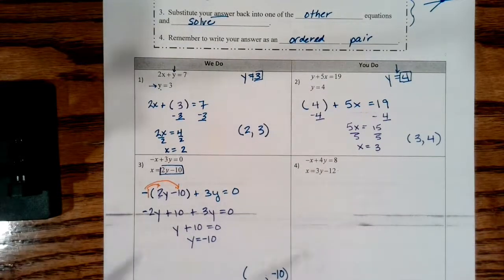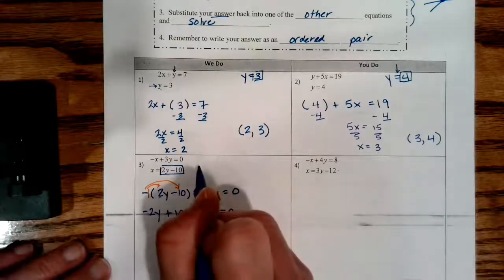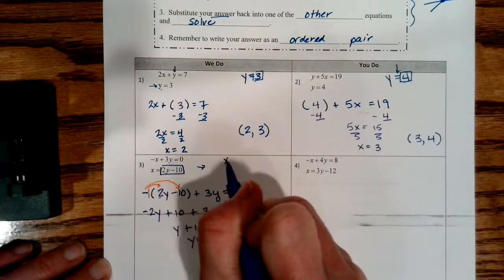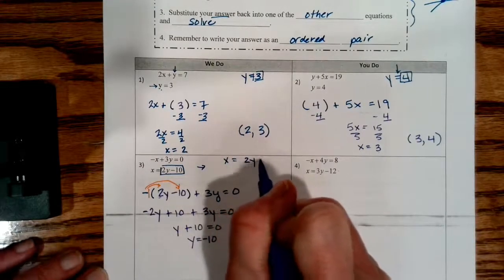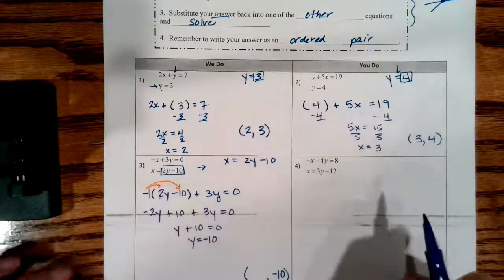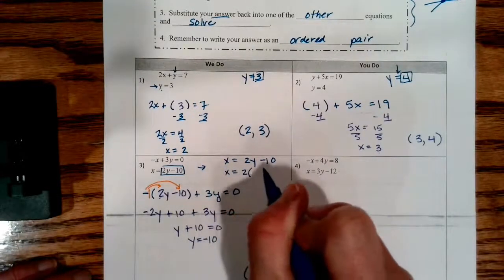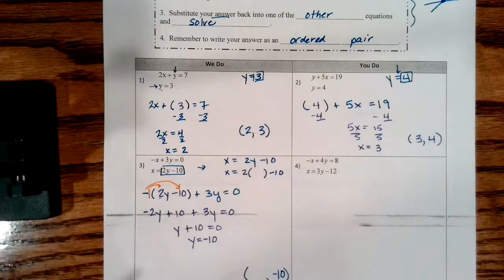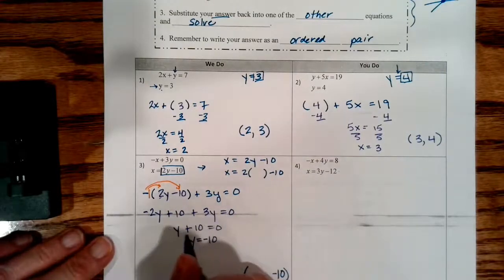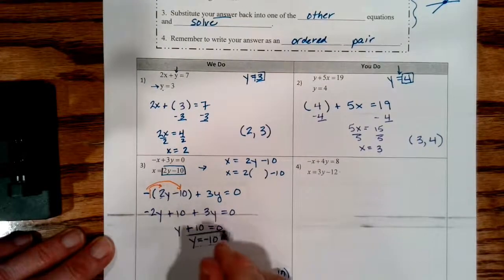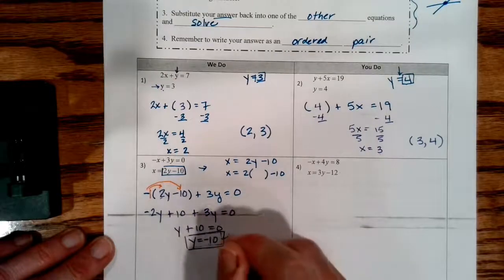Alright, so I'm not done though. I still need to solve for my x. Since I know here that my x is equal to 2y minus 10, I'm going to go ahead and substitute that value for y that I just solved for. I'm going to put it in for this y.